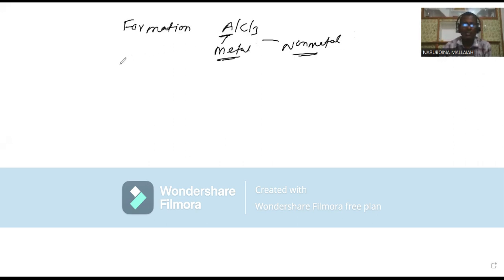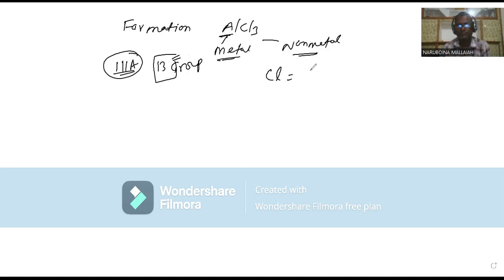Okay. Aluminum belongs to 3A group, or we say 13th group. In Roman numerals you say this group, and if in numbers 1, 2, 3, so we have to say 13th group. So you must know in which group the elements are present. That is very, very important. Now chlorine, this is 7th A group. 7th A group chlorine, its valency is 1. Aluminum valency is 3.